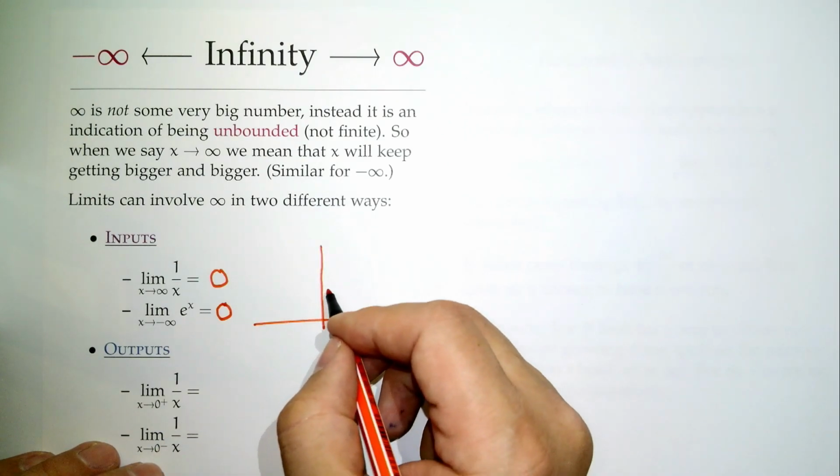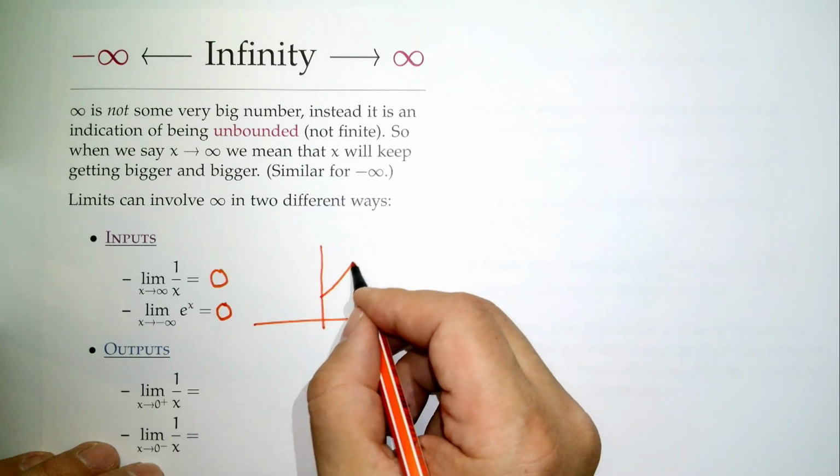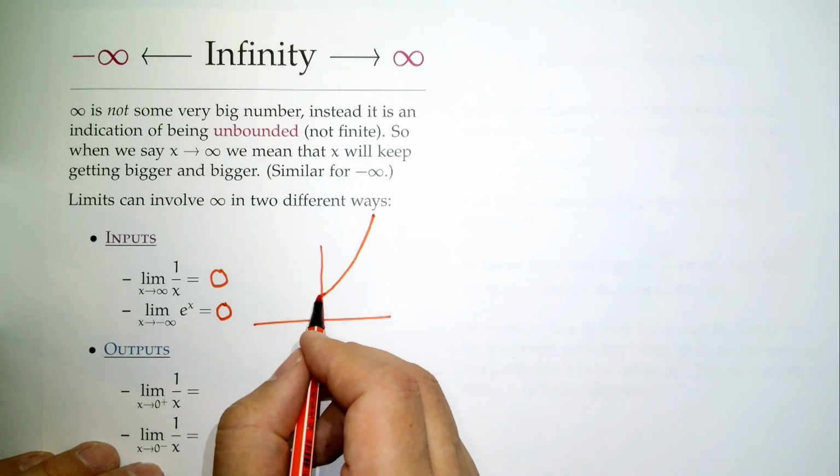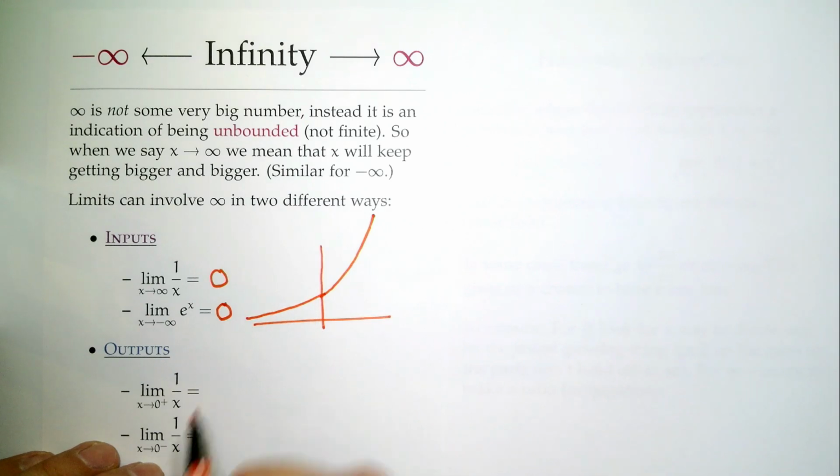The function e to the x from 0 on, it has this huge blow up. But then below 0, you're actually going towards the axis. So one of the things to remember about e to the x is that it will always be positive. But as you go towards minus infinity, it's going to trail down. It's going to get smaller and smaller. Go towards 0. Okay, so that's an example where the input was an infinity.